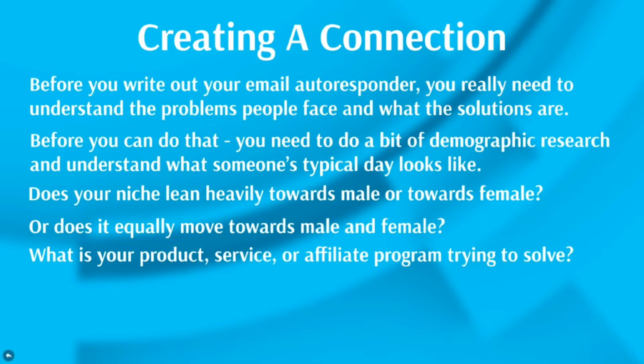It doesn't matter if you're selling a product or service or an affiliate program. The whole goal of every single one of these items is to build a relationship first. Then you can sell your product, then you can sell your service, and then of course, then you can sell your affiliate program. So oftentimes you'll find that the best converting email autoresponder series, they tend to build a relationship first rather than selling first.